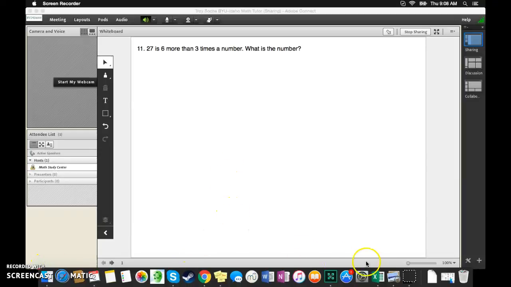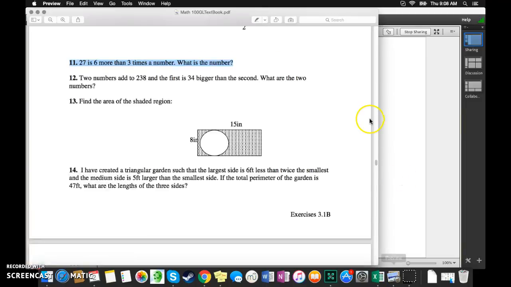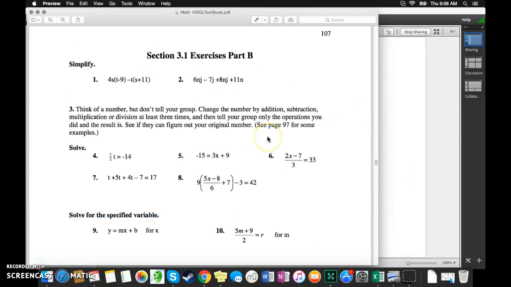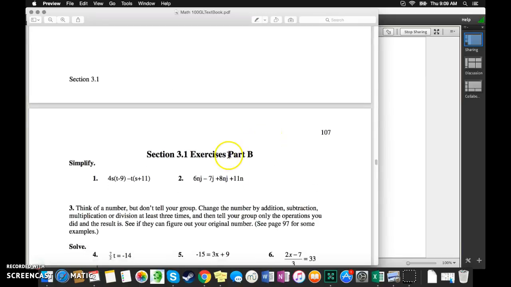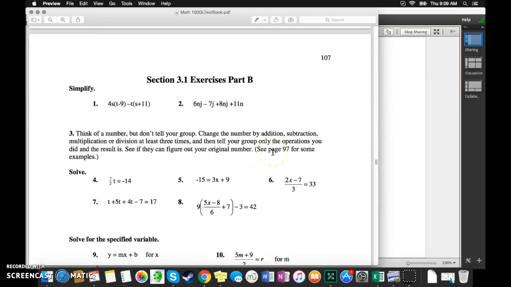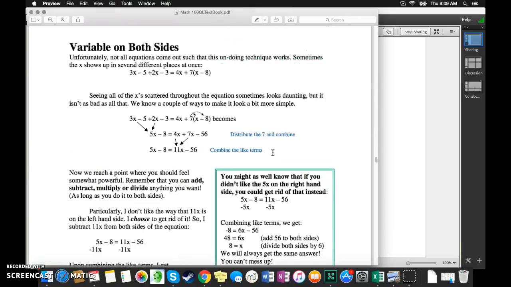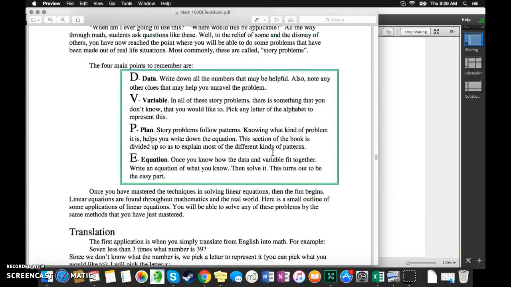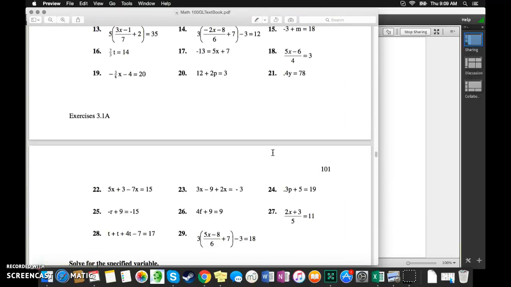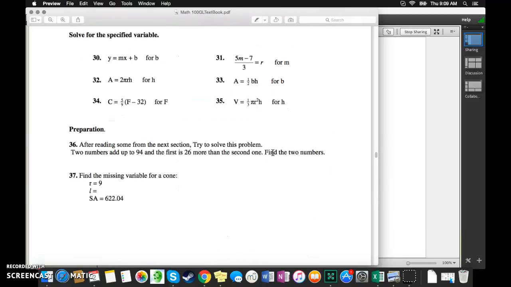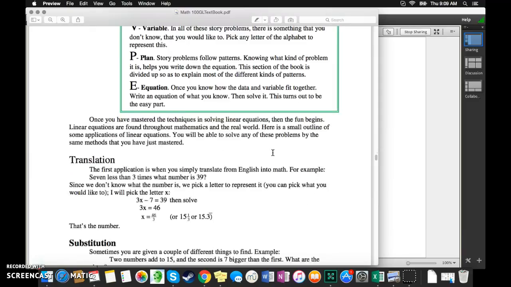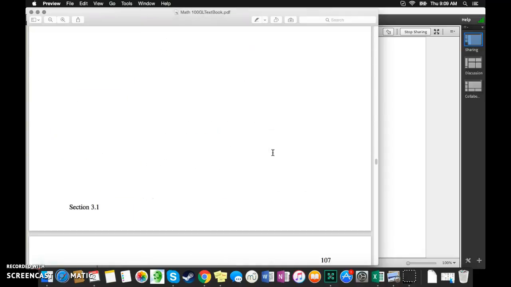Alright, this is a video that is going to cover algebraic story problems. Most of the problems I'm going to work through come from 3.1 section exercises part B. There are story problems in part A as well. We might go over one of those, but there's not as many as there are in part B, so we're going to take over and look at the story problems in part B.